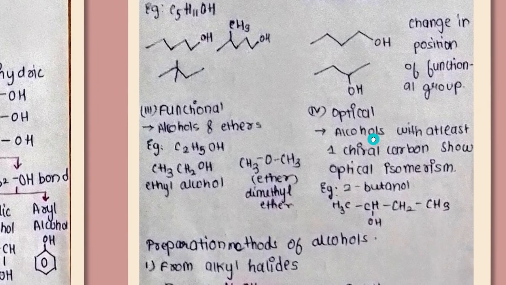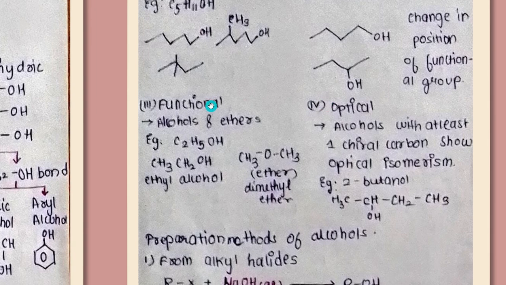Now coming to functional isomerism. Functional isomerism is shown by alcohols and ethers. Now what does this mean? That there are two different functional groups, but together they form the same molecular formula.